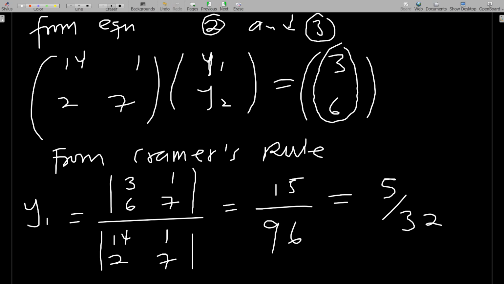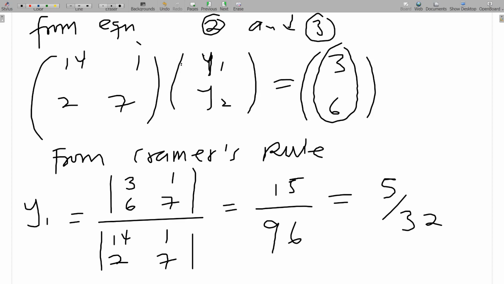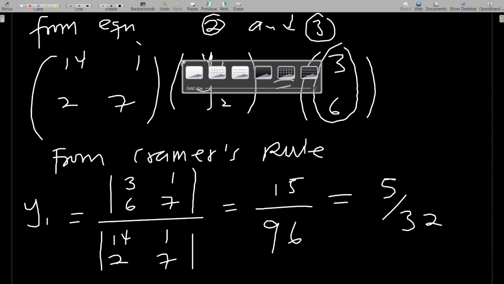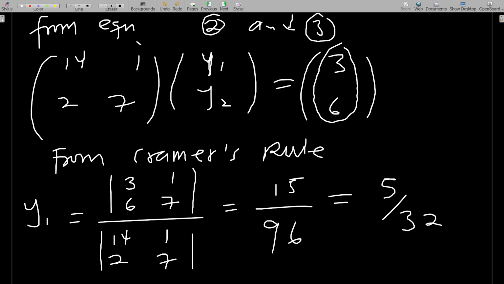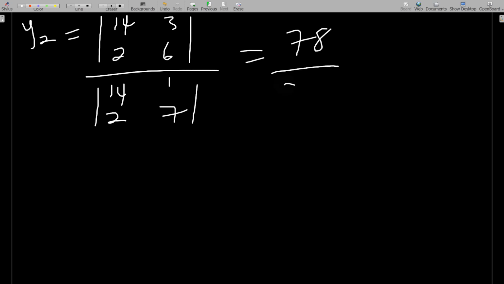You pick this same side and put it here, and then that will be the numerator over the determinant of the main coefficient matrix. Sorry, let me change my background to black. I hope this is cool. So let's go ahead and simplify for the other one. So 14, 2, and this is 1, 7. Now this determinant is given as 78 over 96, and this is equal to 13 over 16.